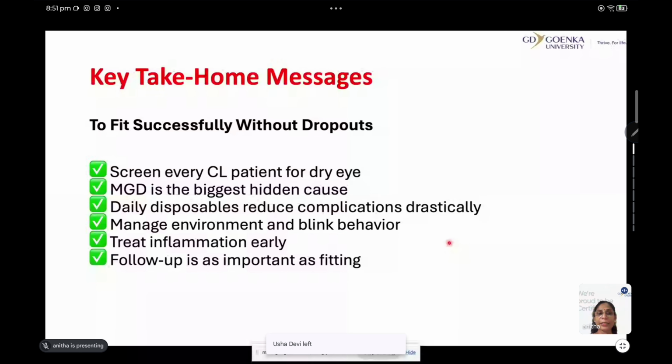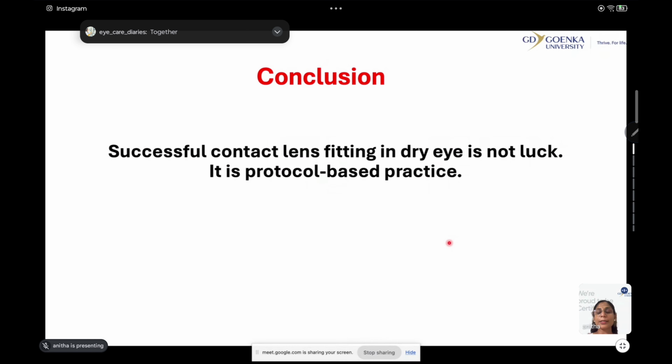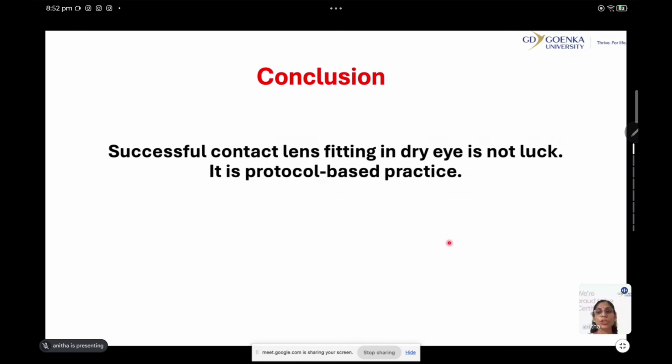So the key take-home messages from today's lecture are to fit successfully without dropouts, screen every contact lens patient for dry eye. Meibomian gland dysfunction is the biggest hidden cause for contact lens discomfort leading to dropout. Daily disposables reduce complications drastically. You manage the environment and the blink behavior of every patient that you come across. Treat inflammations early, and follow up is as important as fitting of a contact lens. So, to conclude, successful contact lens fitting in dry eye is not luck, it is protocol based practice.